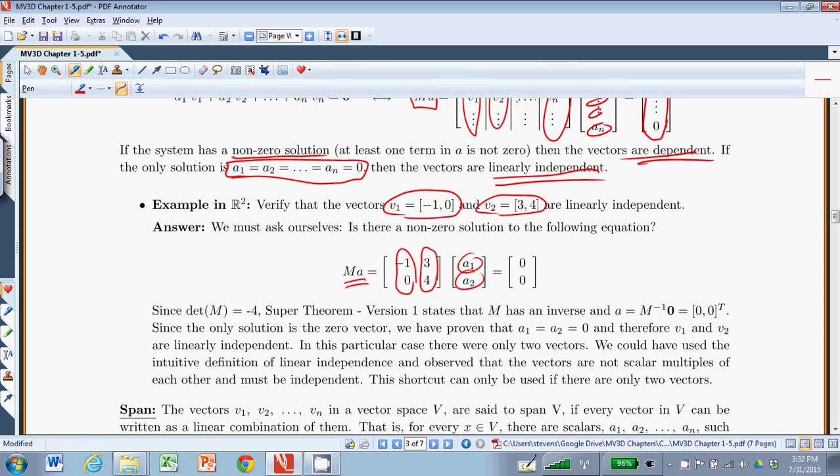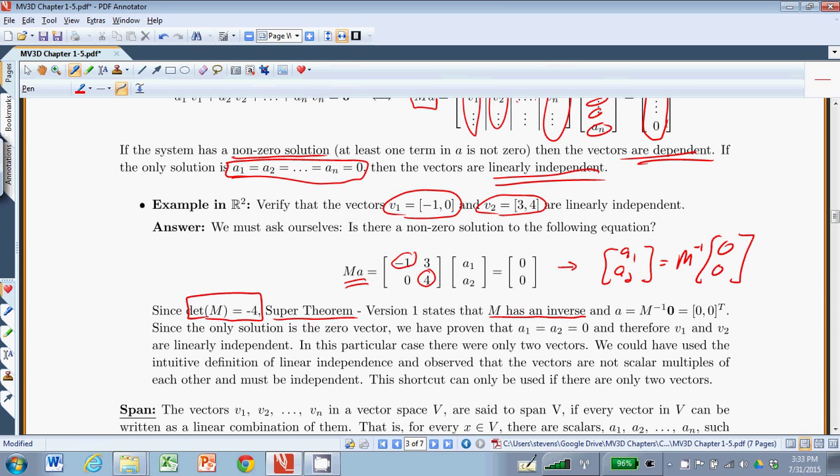Well, if you look at this matrix M, the determinant of M is -1 times 4, so the determinant of M is -4. So by our super theorem, M has an inverse. So the solution (a1, a2) is just equal to M inverse times (0, 0). But no matter what M inverse is, when you multiply it by the vector (0, 0), you get (0, 0). And that is the unique solution. So the only solution is a1 equals 0 and a2 equals 0. Therefore, these two vectors are linearly independent.